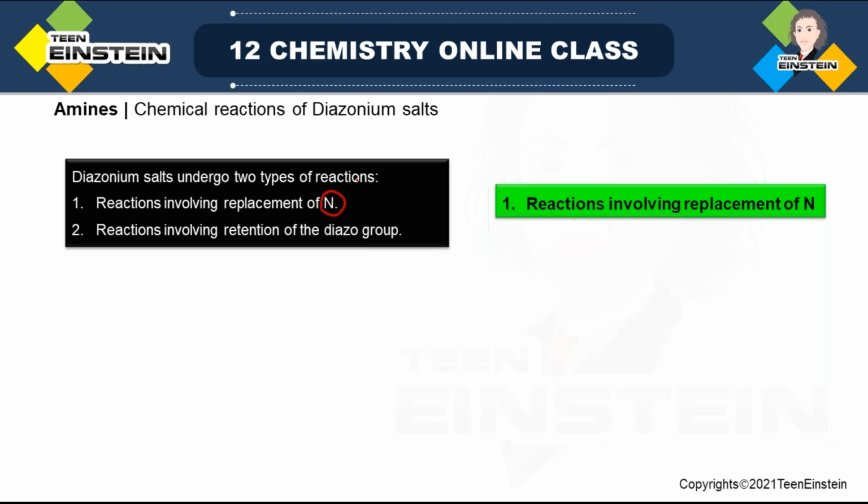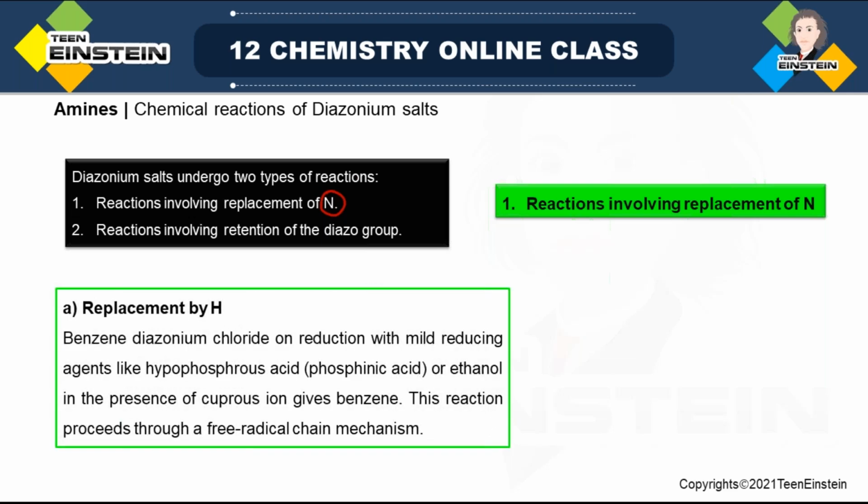Now under the number 1 category, the first one is, if we replace this N2 part, that is the diazo part, by hydrogen, then what will happen? We have to use some reducing agent, not a very strong reducing agent, a mild one, like hypophosphorus acid or phosphinic acid. You can also use ethanol. In presence of cuprous ion, it gives benzene.